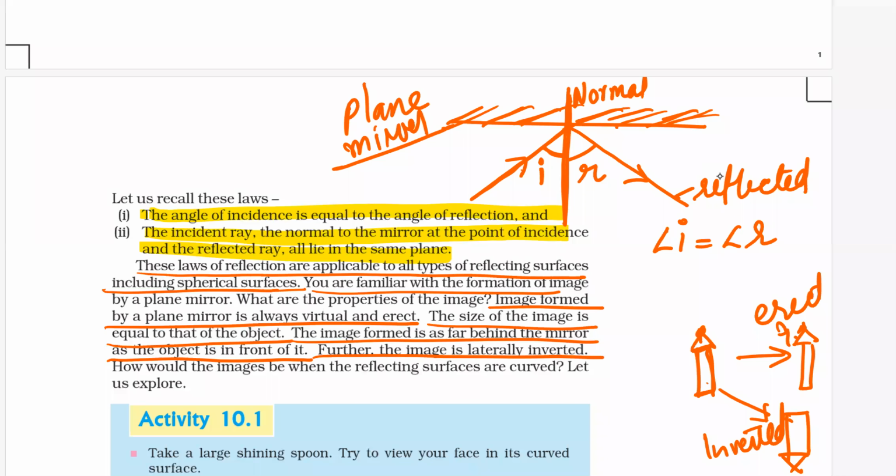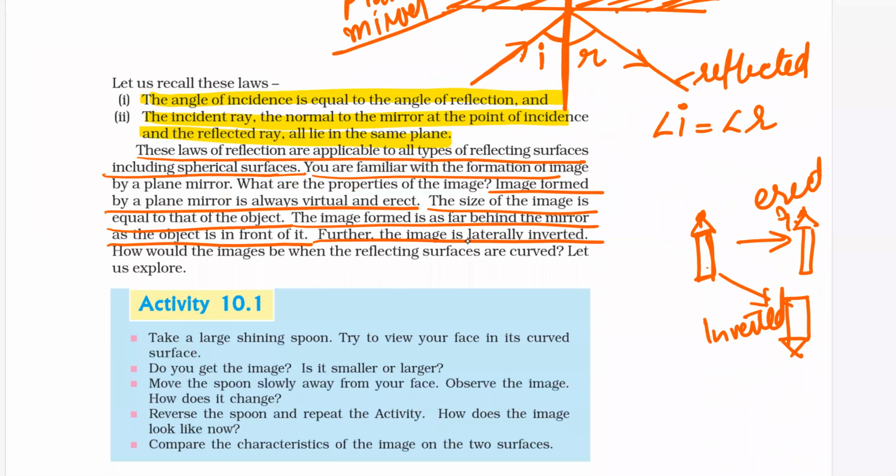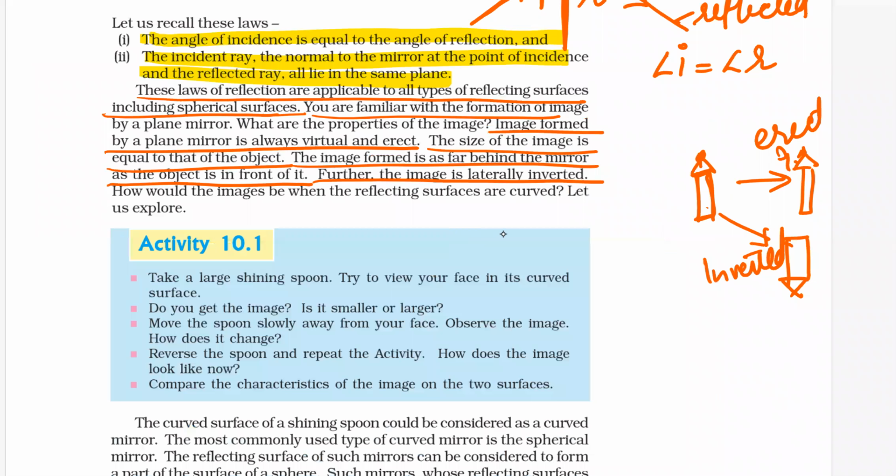Okay, anything on the right side that is happening in the actual part will appear on the left side in the image part. This is called lateral inversion. These are properties of a plane mirror.